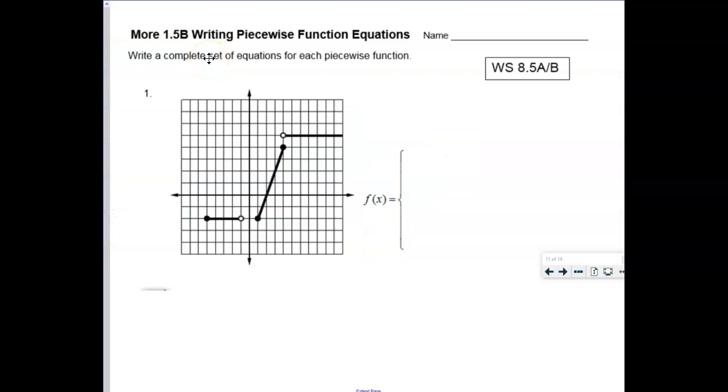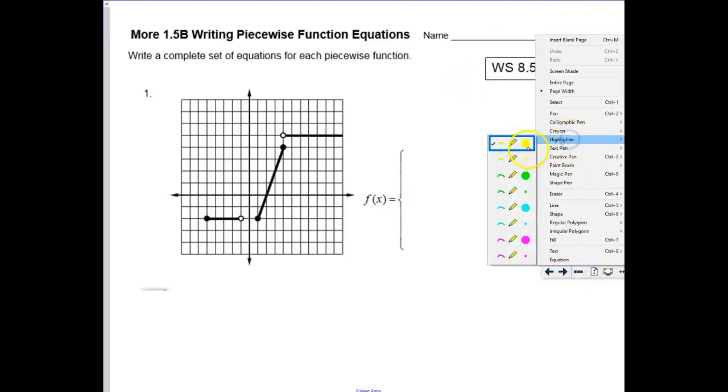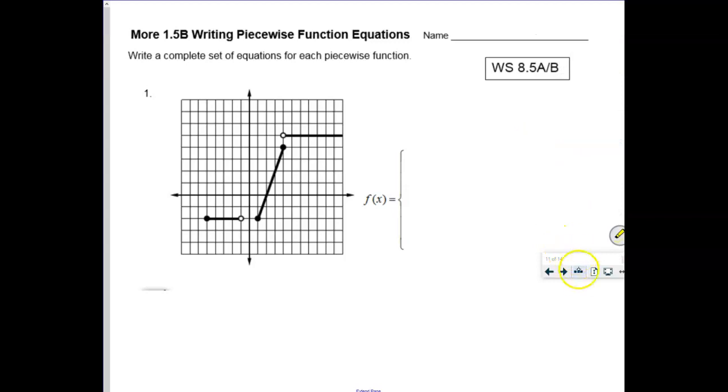Yeah, so this is a follow-up lesson to what we did yesterday. Yesterday I gave you a piecewise function, and you had to graph it. Today I'm giving you the graph, and you have to come up with the function. So I think some good habits would help you guys. Think about yesterday, we marked up our boundary lines with a highlighter. I think you should probably do that again.